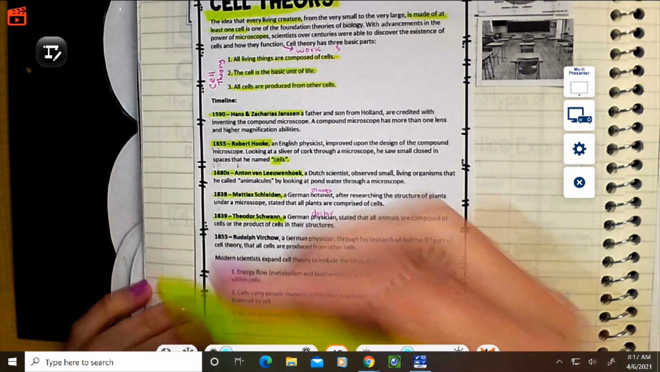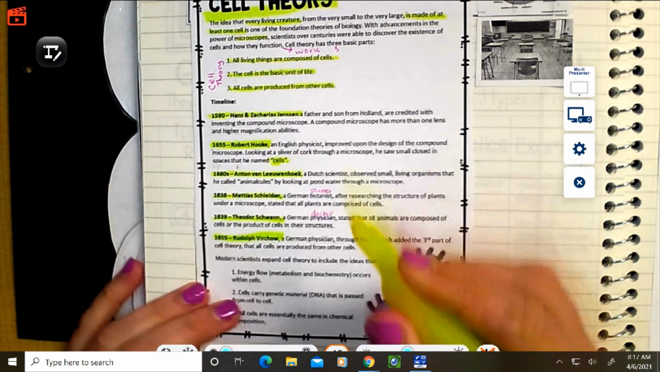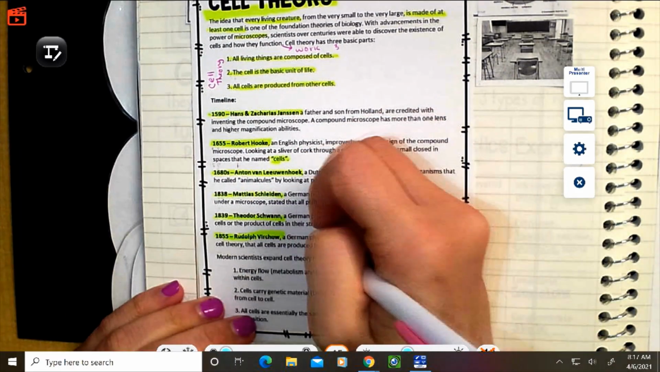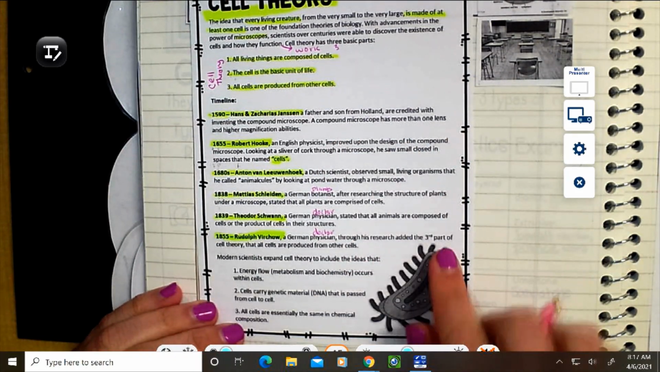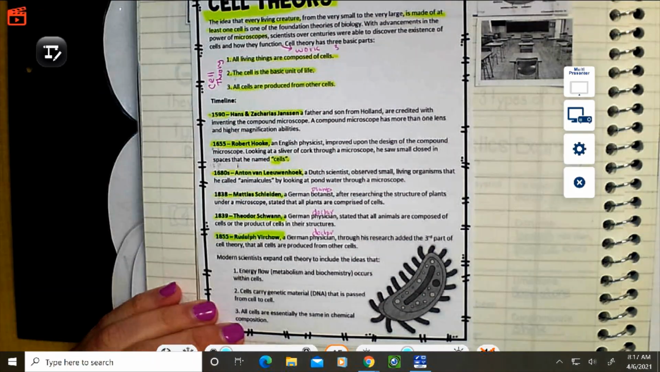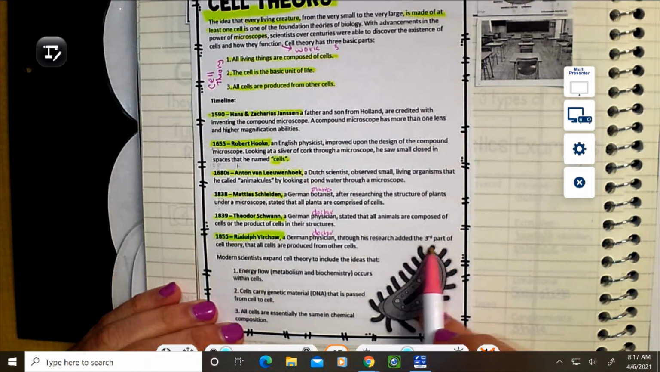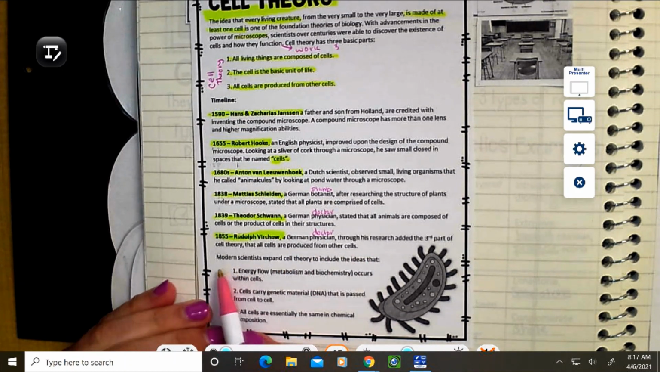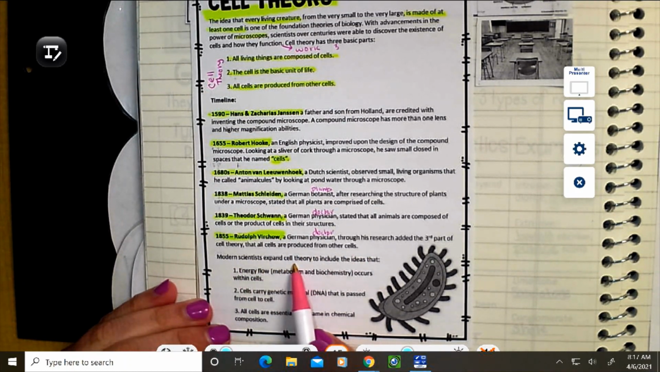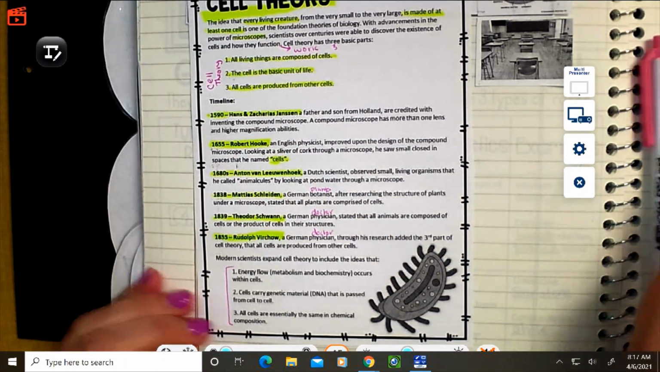Then in 1855, Rudolf Virchow, also a German doctor, through his research added the third part, that all cells are produced from other cells. So we had a kind of a gap here. The third part of cell theory, that cells are produced from other cells. So modern scientists have expanded our cell theory to include 3 more ideas.